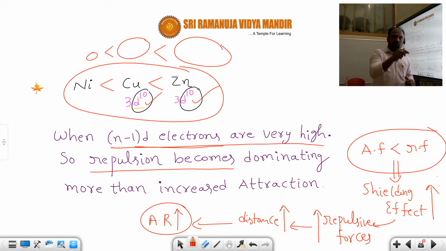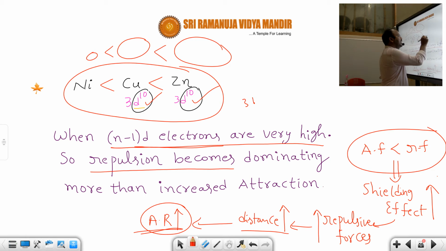Initially I took 1 d electron, 2 electrons, 3 electrons, but when you come to nickel, copper, zinc, what happens? D electrons increase in the inner shell. Whenever inner or screening electrons increase, repulsive forces develop between the inner electrons and the outermost electron. When repulsive forces are more predominant than attraction forces, the shielding effect increases, the distance increases, and the atomic radius increases. That's why we have observed an irregular trend in the 3d series.